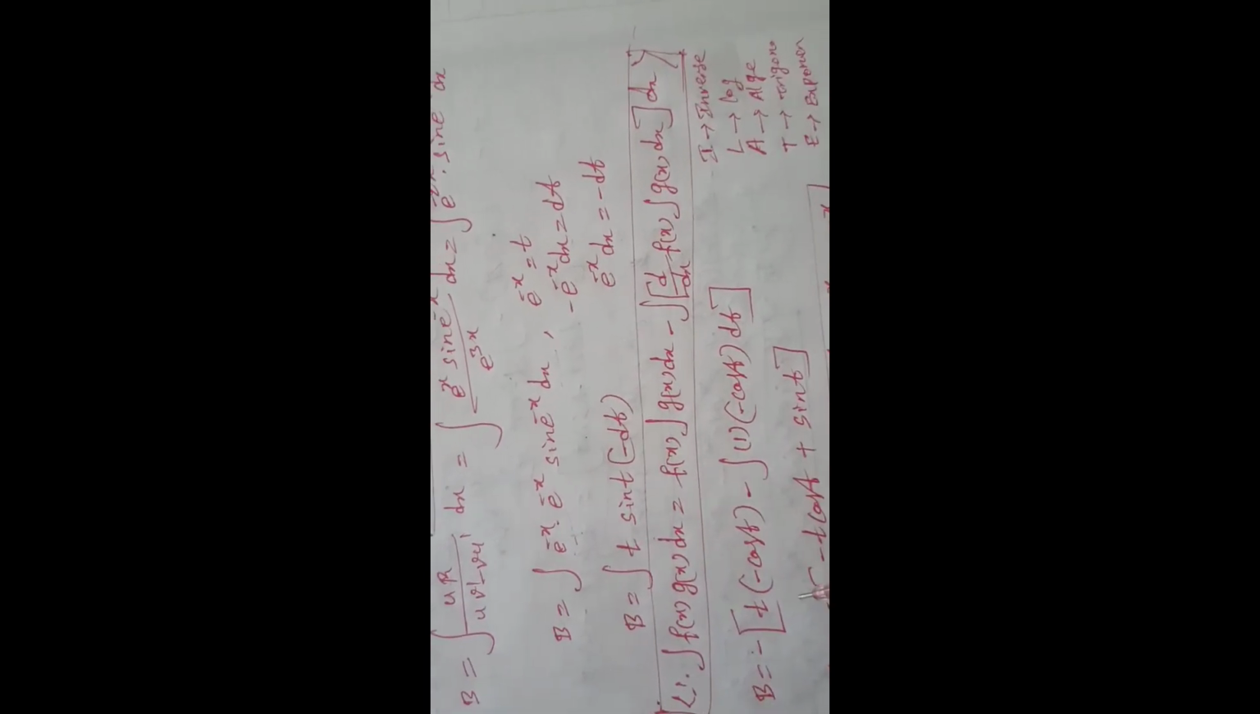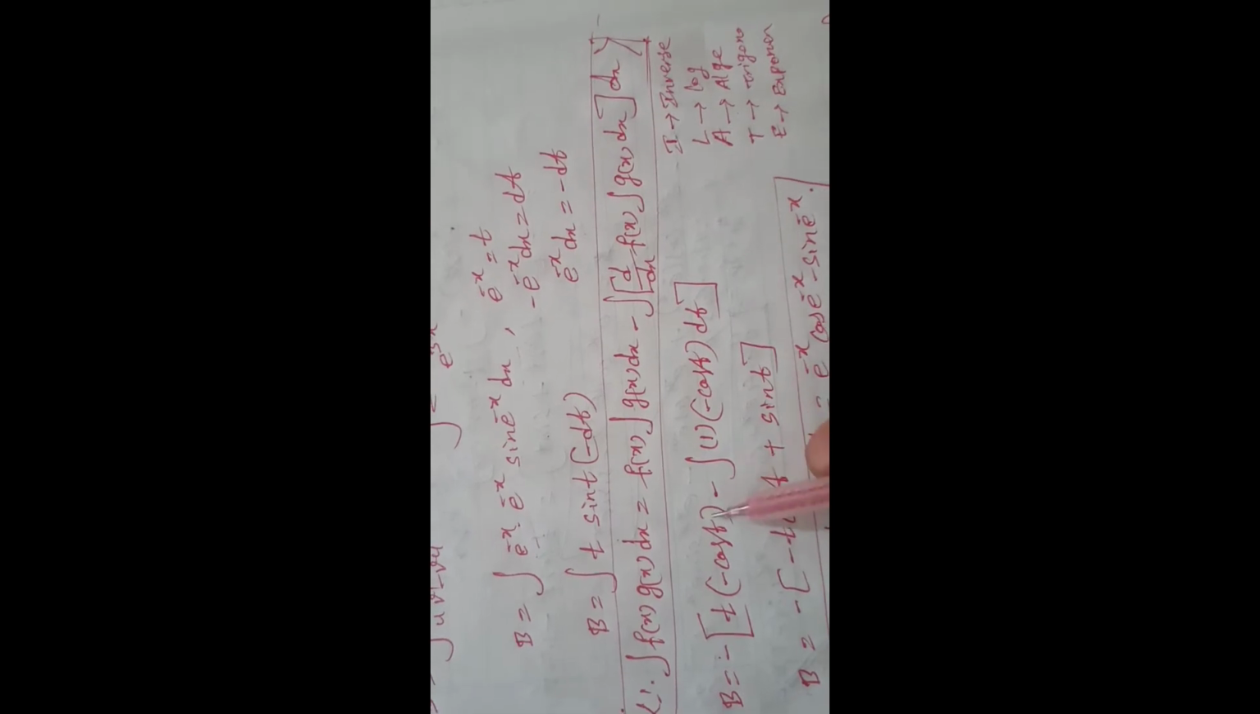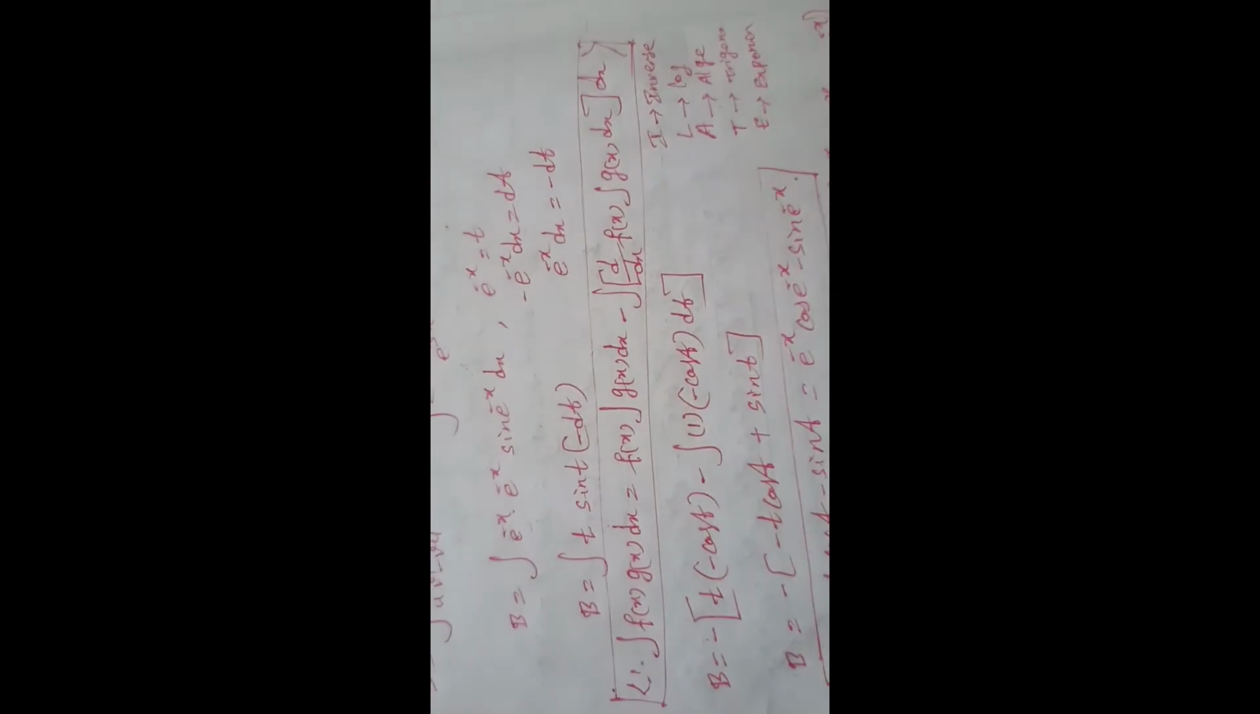So here e to the power of minus x means t. Minus taking outside. So here we write using this formula, as well as by using ILATE. So algebraic means t comes first. So that means t is f of x and sin t is g of x. By using this ILATE formula, you have to solve.